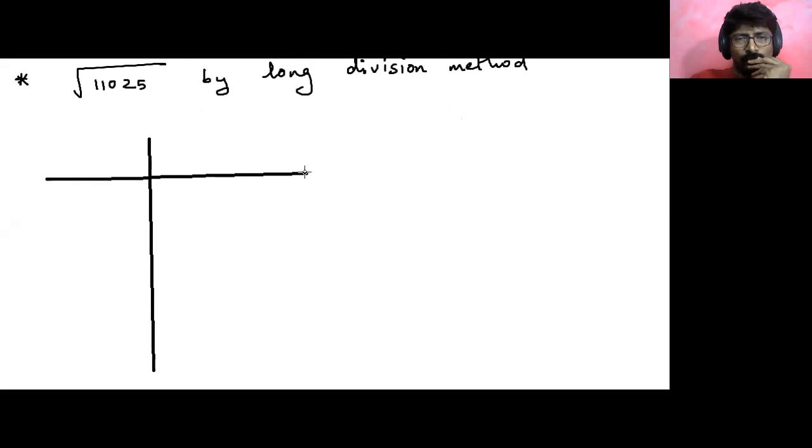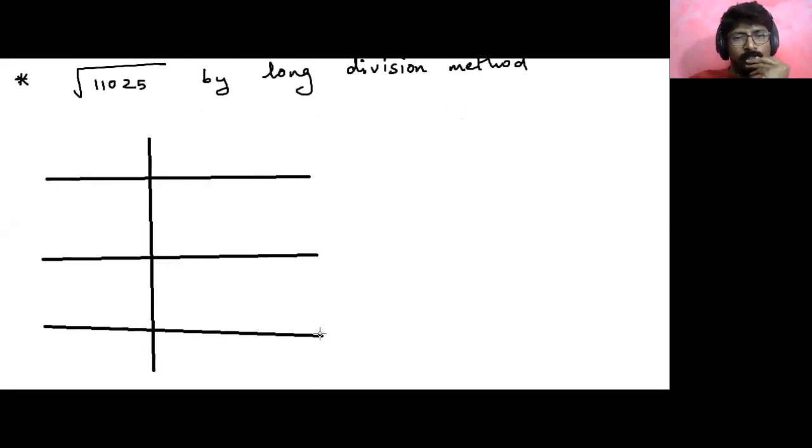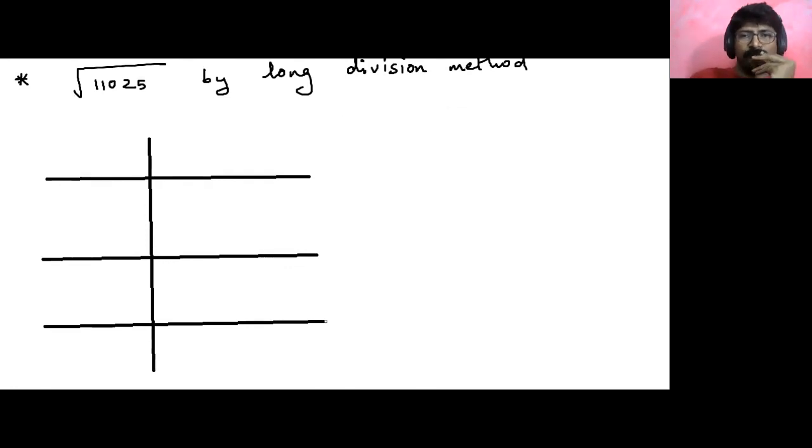You can draw these lines with a ruler and pencil. Try to be very neat and clean, otherwise the work will look very shabby. So let me teach you. First of all, pay attention to the screen, understand everything, and then try to write it down.